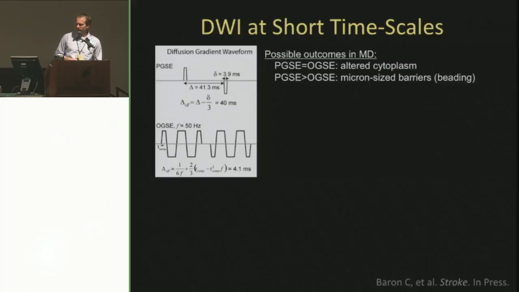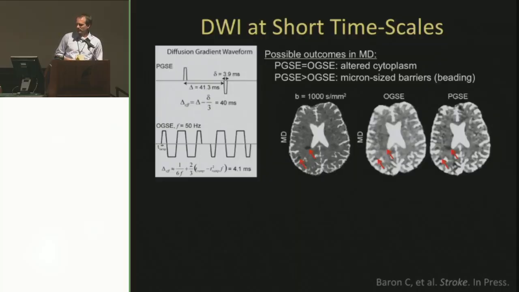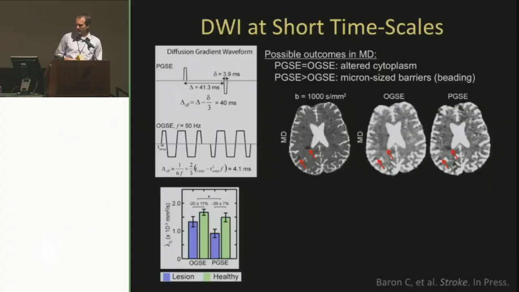However, if one was different than the other, in this case, if the change was greater with the longer diffusion time, that would argue for micron-sized barriers or support the beading hypothesis. And what they found is that, in fact, it was the latter: the pulse gradient spin echo was more sensitive to the changes than the oscillating gradient spin echo.